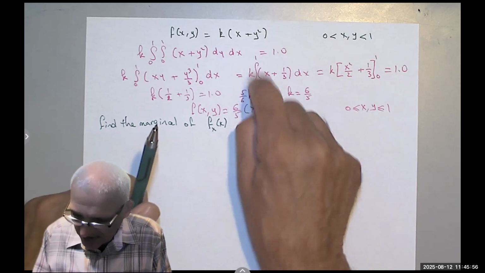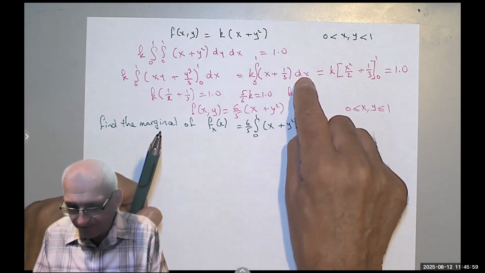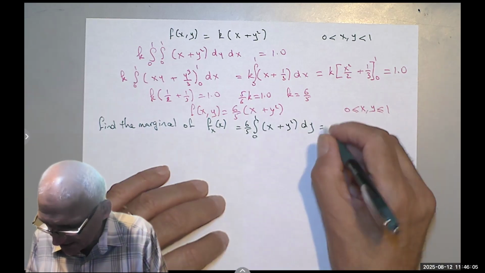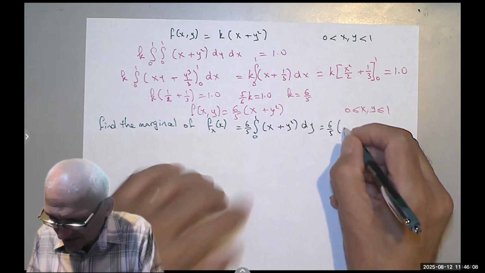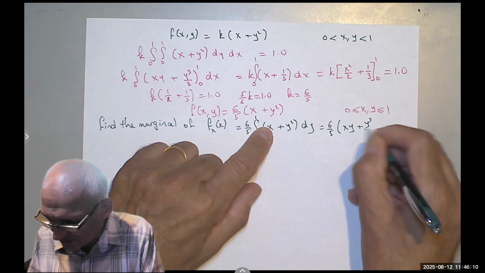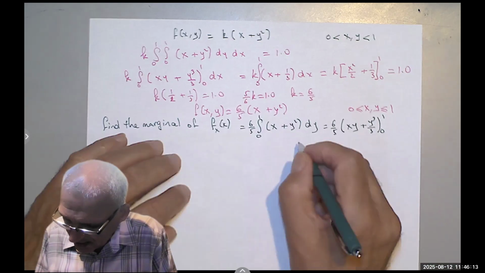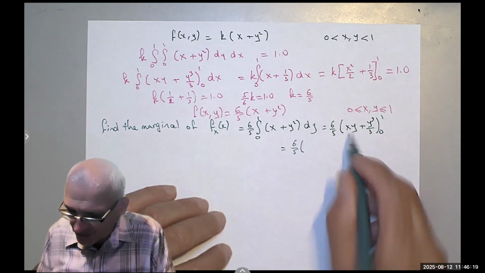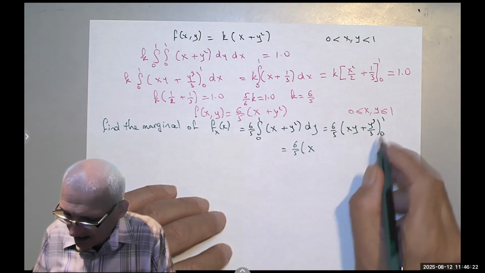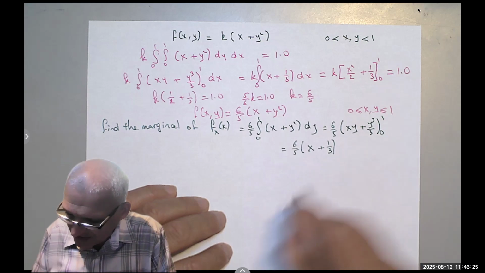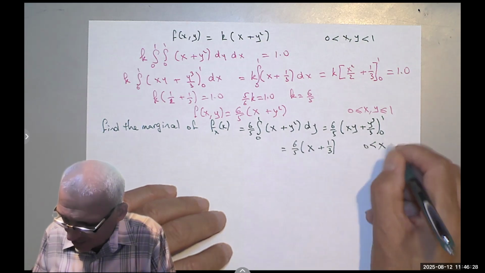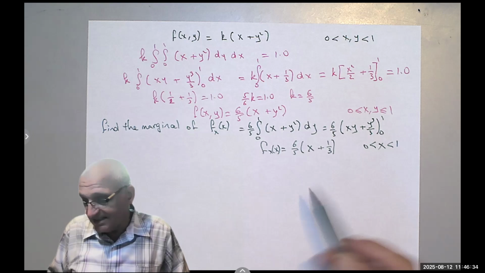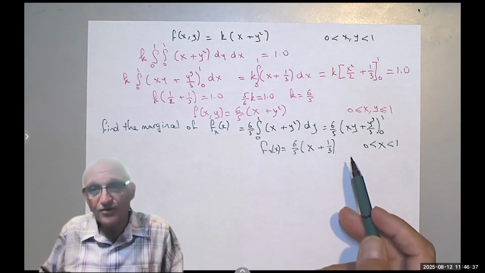So if you exclude the integration and the dx and write this as 6/5, you get 6/5 times xy plus y cubed over 3 evaluated from 0 to 1, which equals 6/5 times, if y is 1, x plus 1/3, for x between 0 and 1. That is the marginal of x, which if I integrate for x, I should get 1.